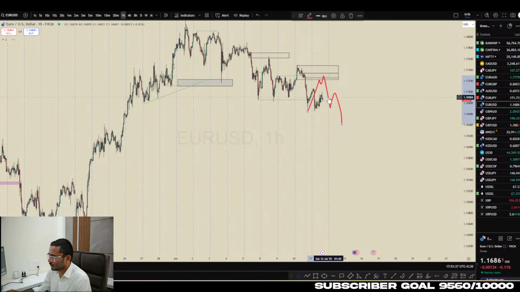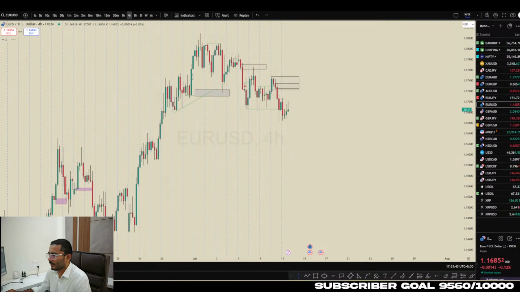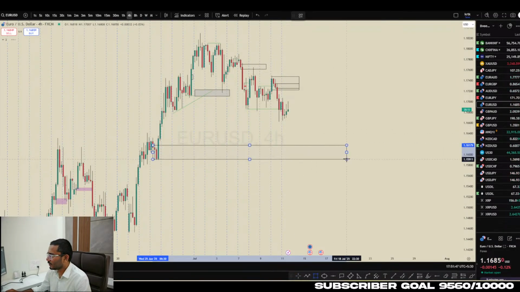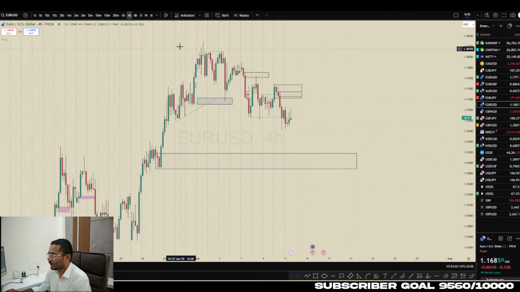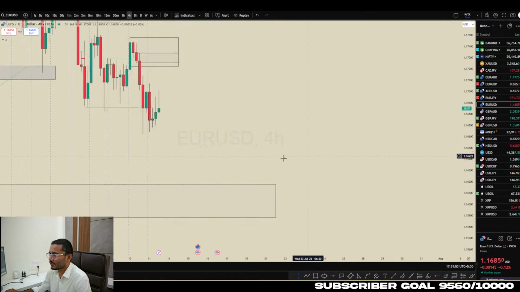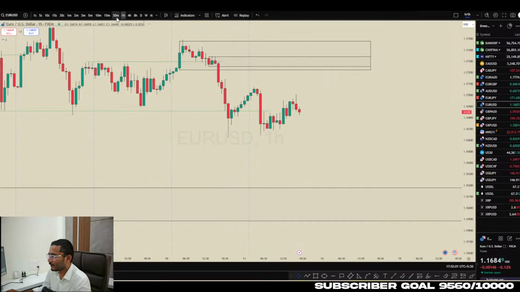Euro USD, also the overall structure on 4 hour is going to the downside, and I think it can continue till 1.16179. Till then, we can look for sell side trades, and just by looking at the candlesticks, we can see all the candlesticks are creating wicks and sweeping liquidity.